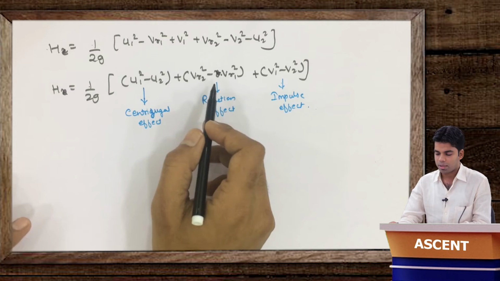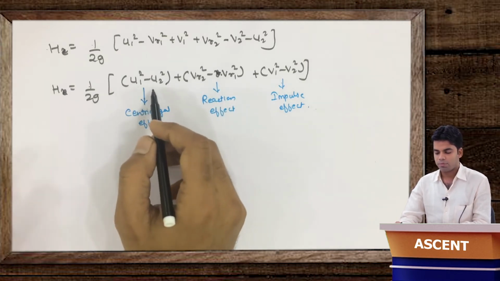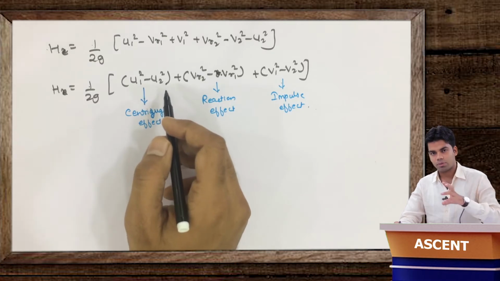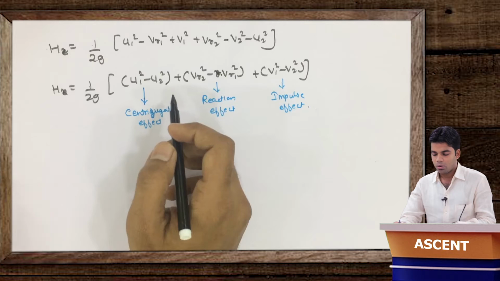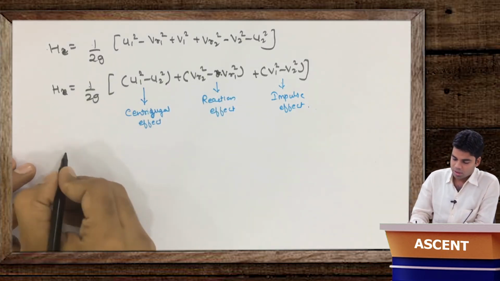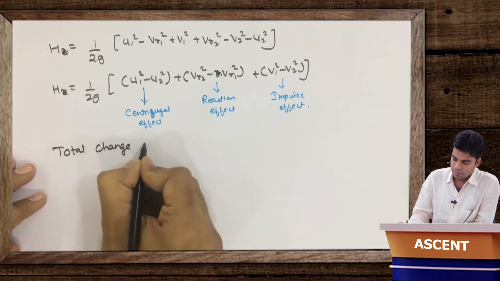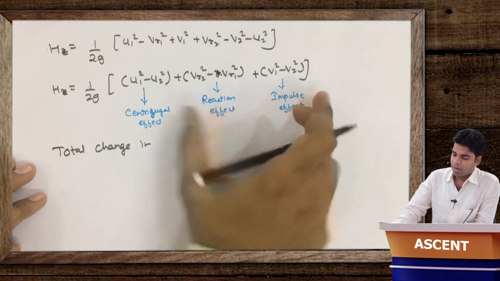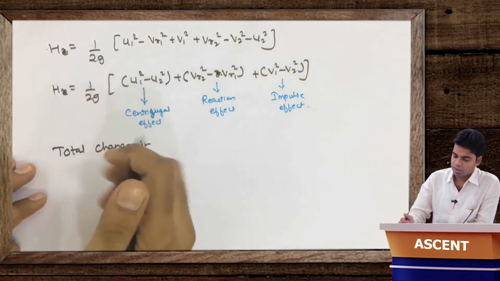Okay, VR2 square minus VR1 square, this is also because of pressure change, and U1 square minus U2 square, the difference in the velocity of the blade, that is also because of the change in static pressure. Okay, so if I want to determine the change in pressure energy, out of this total change in energy, just remove this term and we will get the total change in pressure energy.